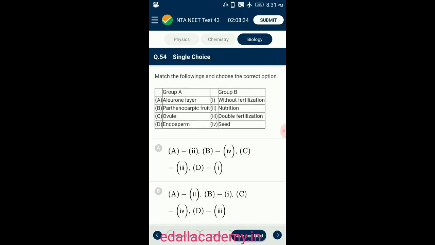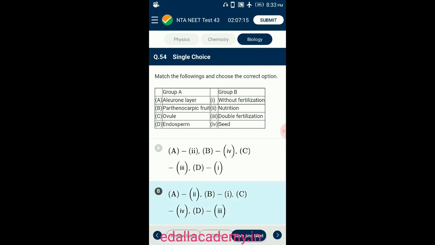Question number 54. Match the following and choose the correct option. Aleurone layer is the outermost layer of endosperm in monocots, which secretes enzymes during germination of the seed. Fruits formed without fertilization are called parthenocarpic fruits. Ovule after fertilization develops into seed. So the correct option for this question is option B.